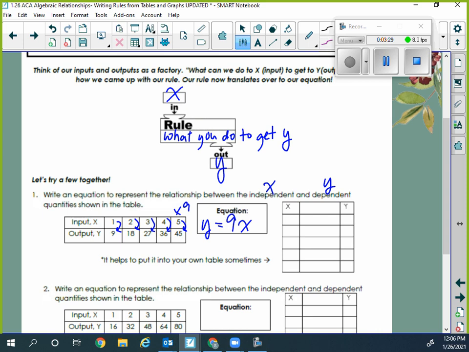Okay, so now on our table, it just says it sometimes helps you to put it in your own table. You can, meaning if you took the 1, 2, 3, 4, and 5, and you did 9 times 1, you get 9. If you get 9 times 2, that's 18. Okay? You don't necessarily have to do this if you were able to do it from that one. Okay? This is just there if you need to. Does everybody understand? Okay.